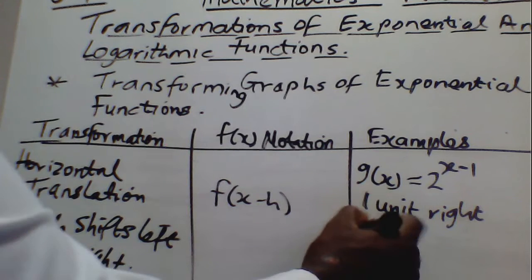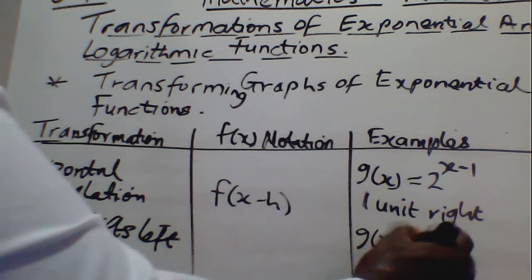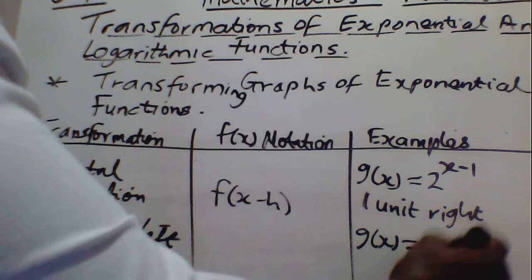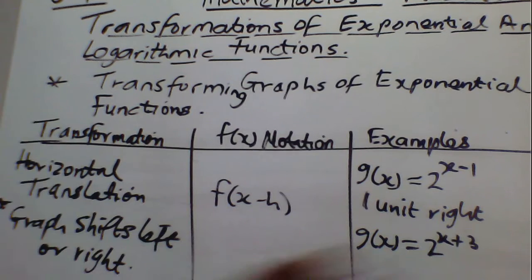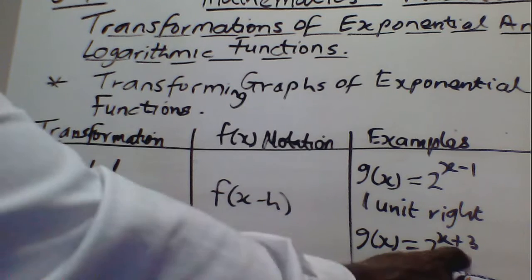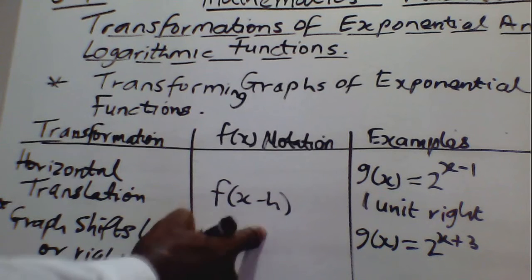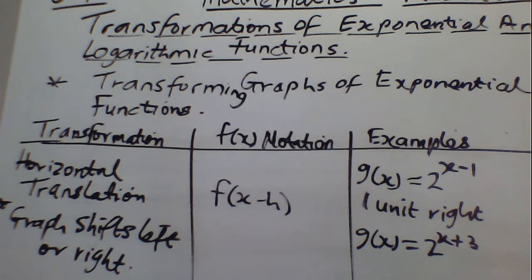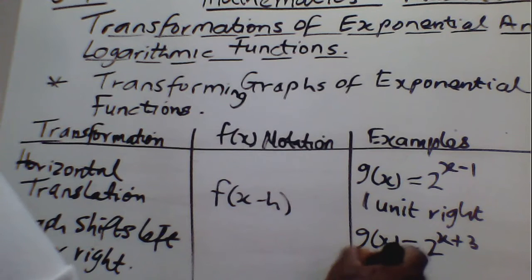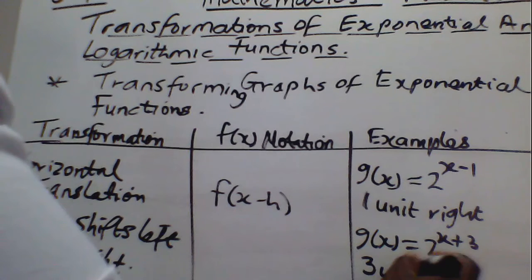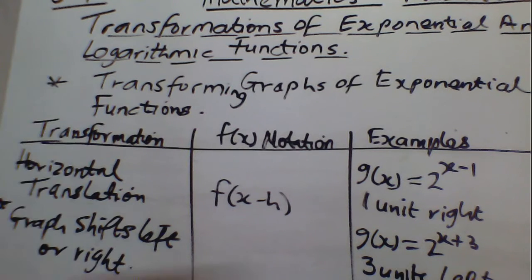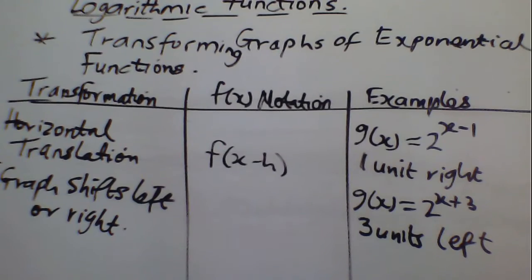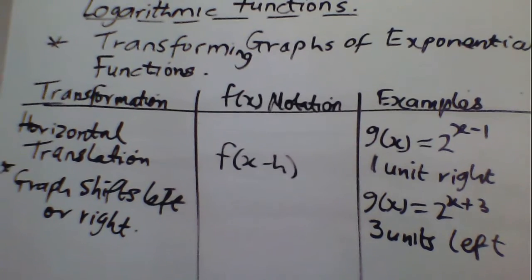If we have g of x equals 2 raised to power x plus 3, this is what we did in the past. So minus h is equal to plus 3, in this case h is equal to minus 3. Therefore, it will move 3 units to the left. It will move 3 units to the left. This is for horizontal translation.